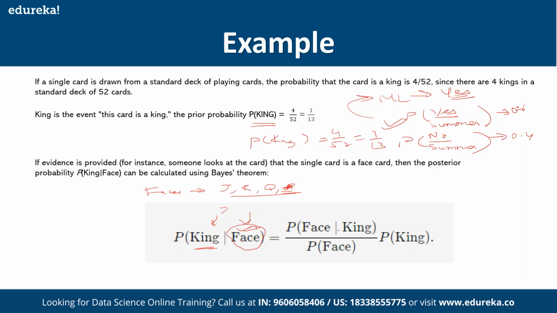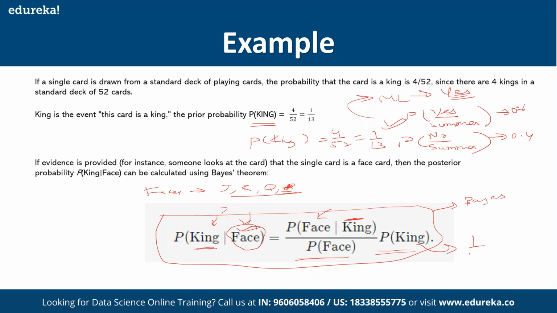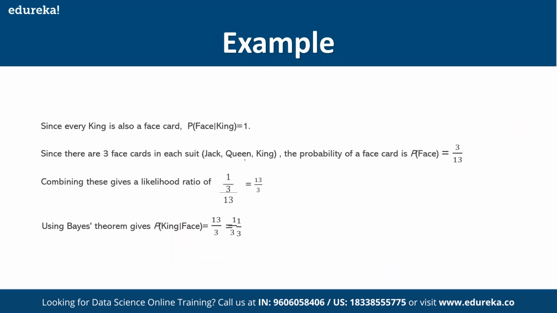So what will we do? We will first find the probability of a face card given king, divide by the probability of face card, into the probability of king. How did we get this? We get this from Bayes theorem. Now this we know: the probability of king is 1 by 13. What is the probability of a face card? How many face cards are there in a deck? In a deck, jack, king, and queen.